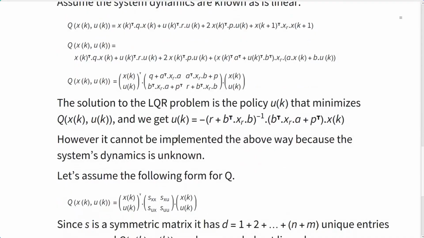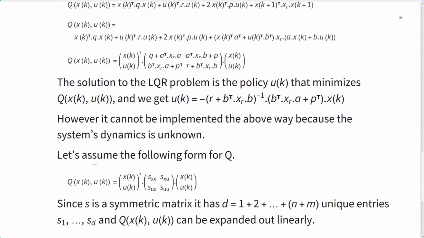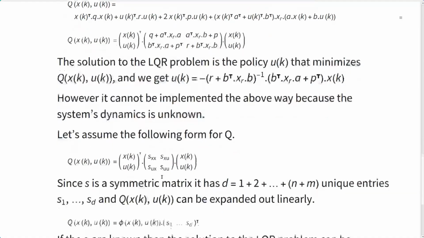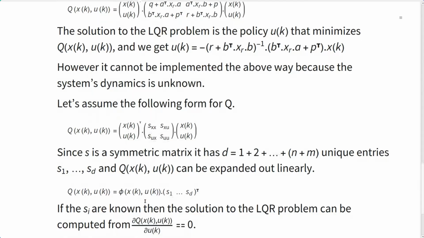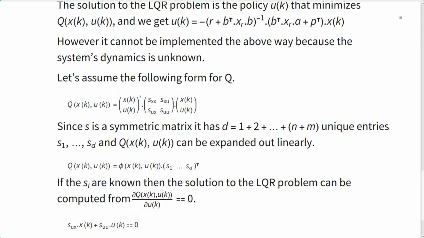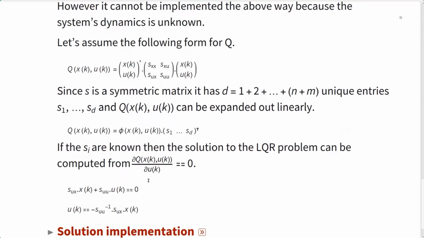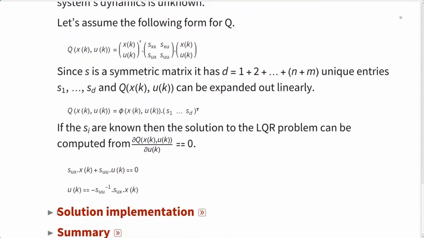So based on this insight, we write the q function in terms of this unknown S matrix. And then if we expand it, we can see that the q function is actually linear in the entries of that S matrix and quadratic in x and u. So then based on this, if you try to minimize over u, the result is that if we know this kernel matrix, then we can compute u. Okay, so let's see how to do that.